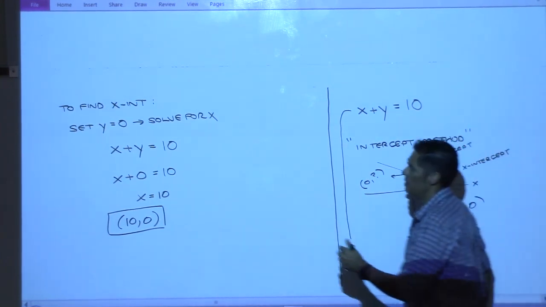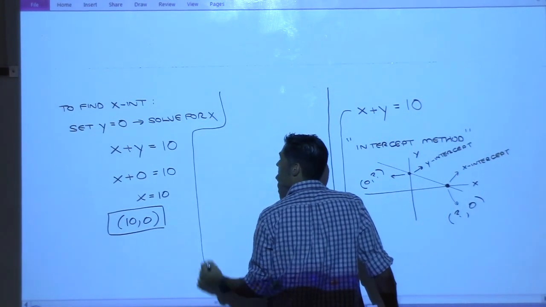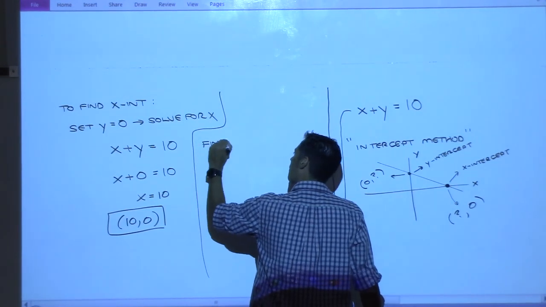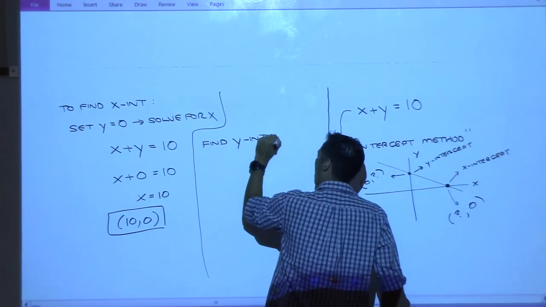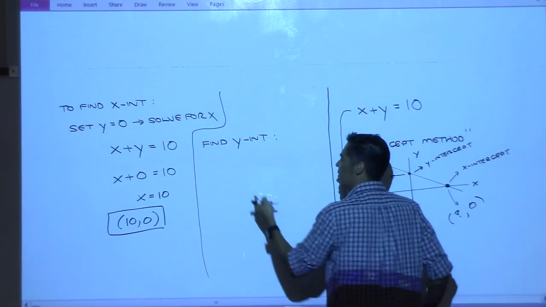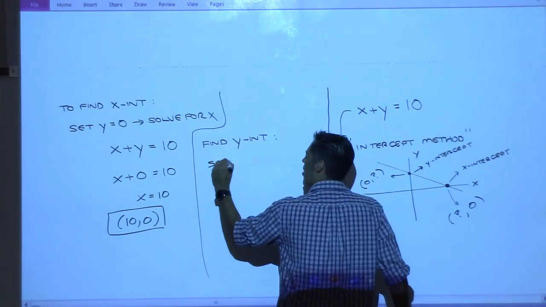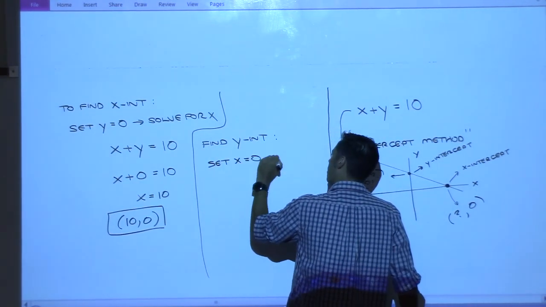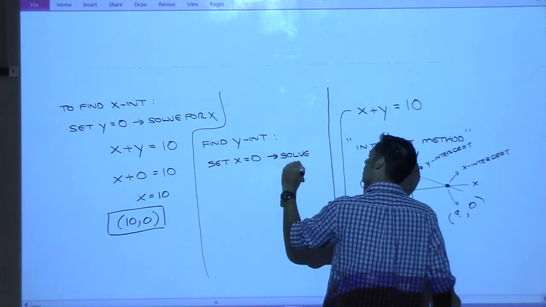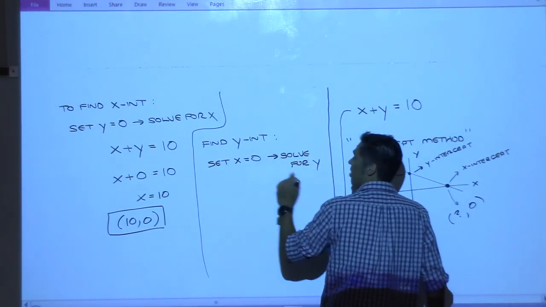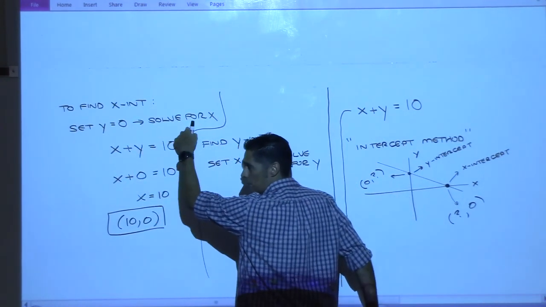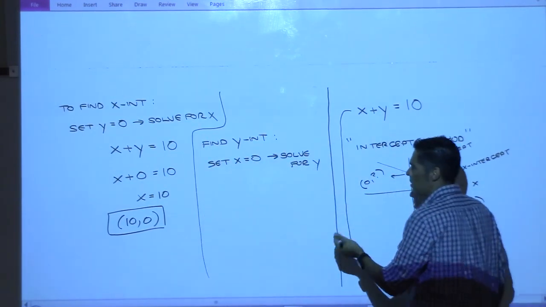So now I find the y-intercept. And how do you find the y-intercept? Set x equal to 0. So it's the opposite of what you're looking for, right? If you're trying to find the y, you set x to 0. And here we'll solve for y. If you're trying to find the x-intercept, you set y to 0, solve for x. Okay, so we use the same equation.